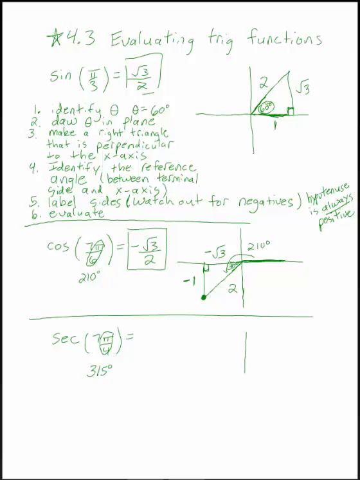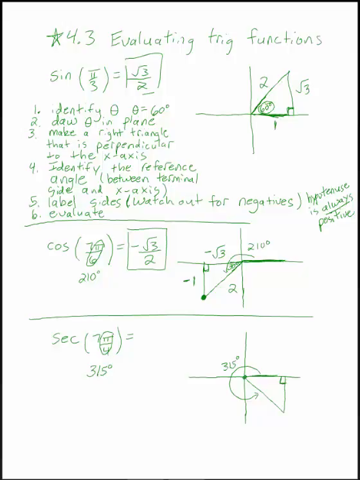So I'm going to draw my picture. 315 degrees would put me in quadrant 4. All the way around there. 315, because that's more than 270, but less than 360, so I haven't gone all the way around. Make my triangle perpendicular to the x. Fill in this reference angle here.